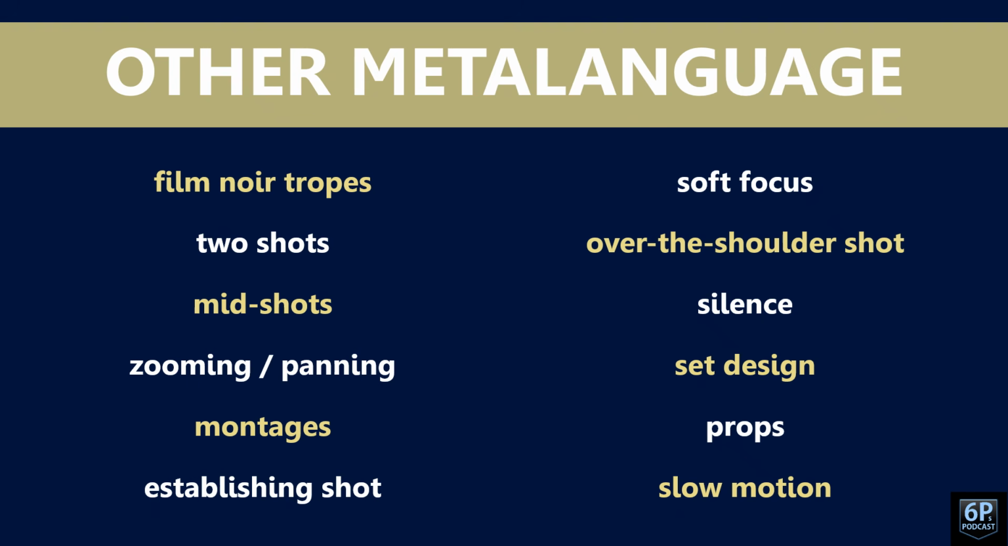Other meta-language you could look at: anything to do with the genre and the film noir and any tropes. Two shots I've spoken about, mid shots, zooming or panning. Montage is a particularly prominent one when Norma's getting ready to play her role as Salome. You've got establishing shots, soft focus, particularly on Norma, over-the-shoulder shots, silence, set design, props, and slow motion as well. These are all other film techniques or meta-language that you could use in your analysis.